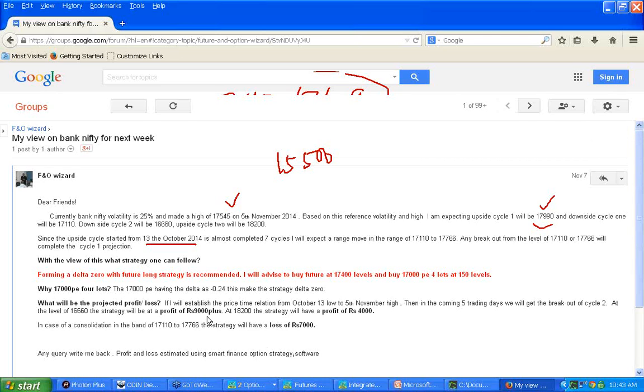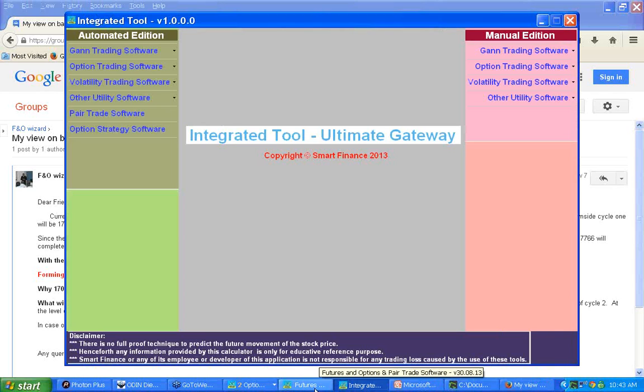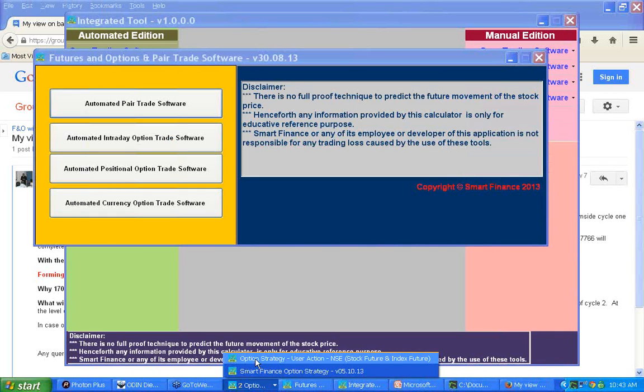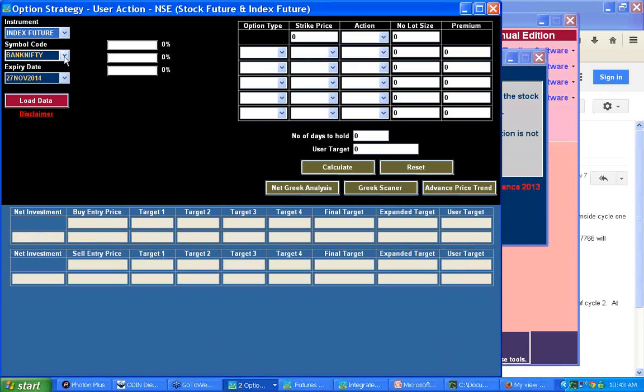So by this process, I am saying that you can have a delta 0. So be neutral at this point of time. Have a delta 0. So how can you make it? Suppose the same view I am going for Nifty. Same view. I want a delta 0.